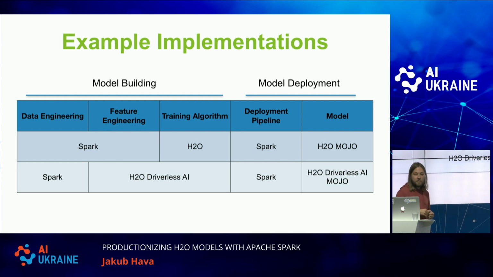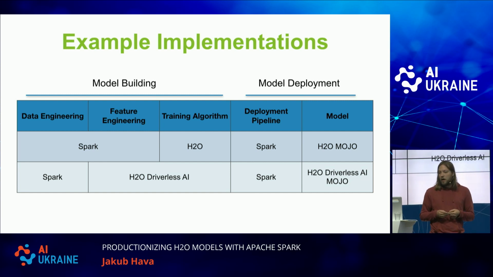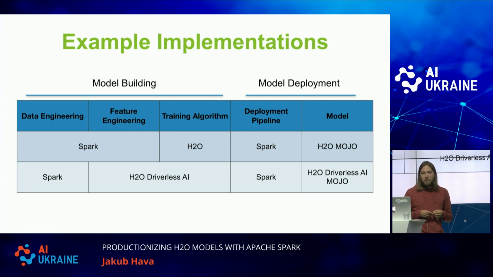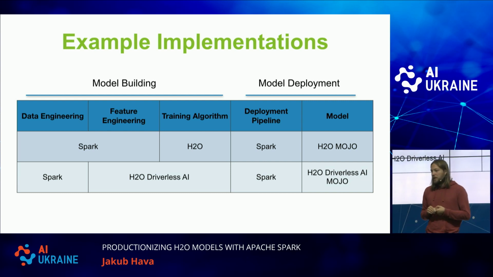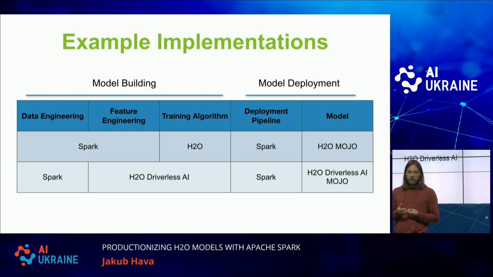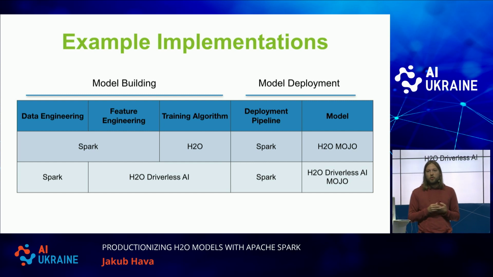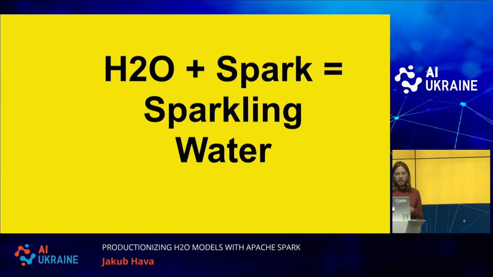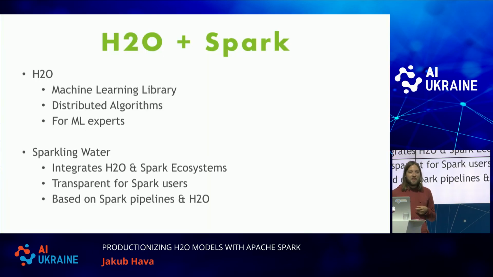And we use Spark for deployment in both cases. However, we use different artifacts in those two implementations. In the first implementation, we use H2O MOJO. It's our internal artifact for how we store models. In this case, the H2O MOJO doesn't store any transformations because those are handled by Spark. I'll get to the second implementation later. So H2O and Spark, it was the obvious naming we had to do. It's Sparkling Water. We tend to name our products like that.